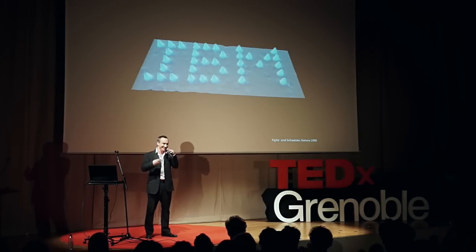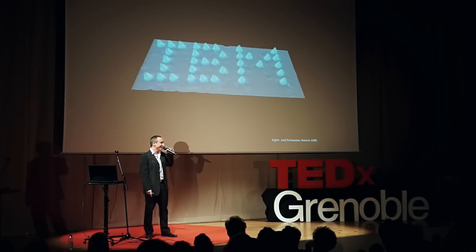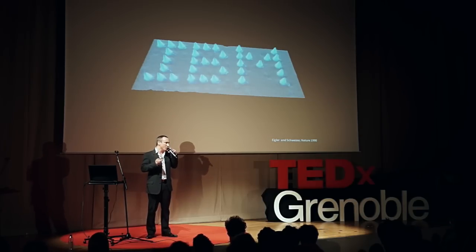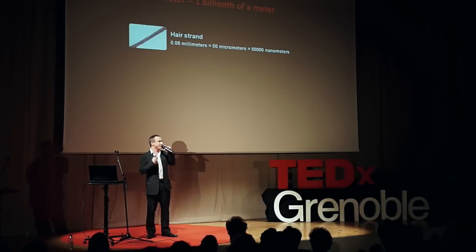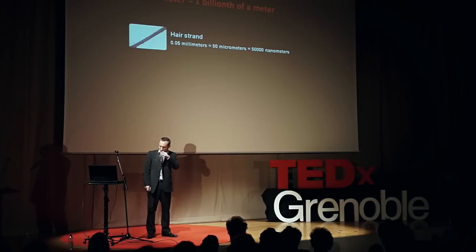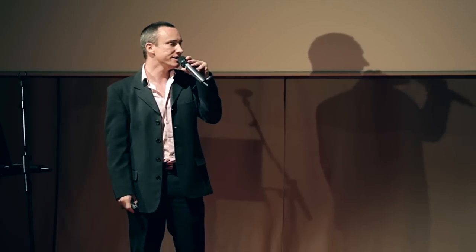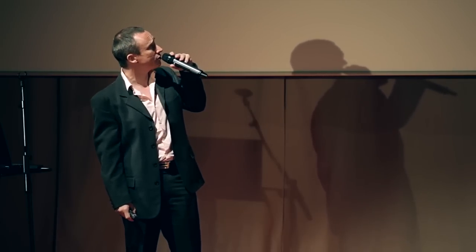And even now, with all this wave and particle stuff and zombie cats dead and alive, it's very, very difficult to understand. So just to give you an idea of how small the objects that we're dealing with are, imagine that you start from a hair strand. So a hair strand is very thin. It's 0.05 millimeters, so 50 microns. So 50 microns is 50,000 nanometers, 50,000 billionth of a meter. So it's still quite big.